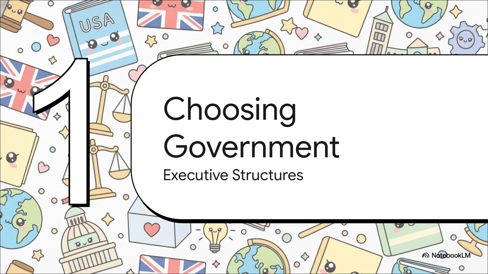Okay, Section 3, choosing your government. Executive structures. So how do nations actually build their executive and legislative engines? Choosing the right system is honestly perhaps the most fundamental aspect. Actually, scratch that. It is the most fundamental aspect of constitutional design, because it directly impacts whether a country enjoys long-term stability or just descends into total gridlock.